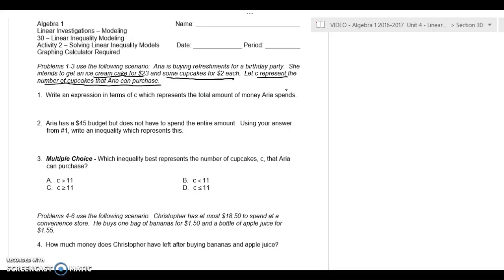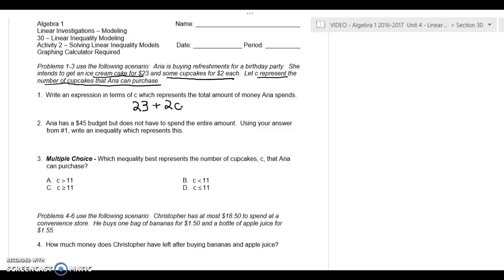So it's not just cupcake, it's the cupcakes and the ice cream cake. We're buying one ice cream cake. We know that's $23. The cupcakes, we don't know how many we're going to buy, but we're going to use that variable C to represent it. So it would be 23 plus 2C.